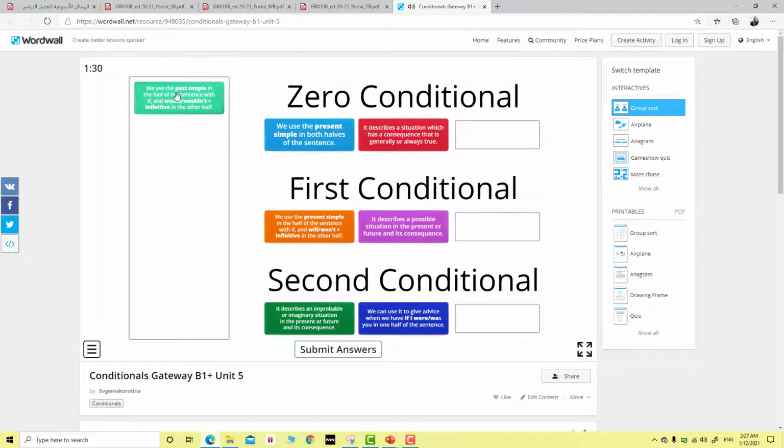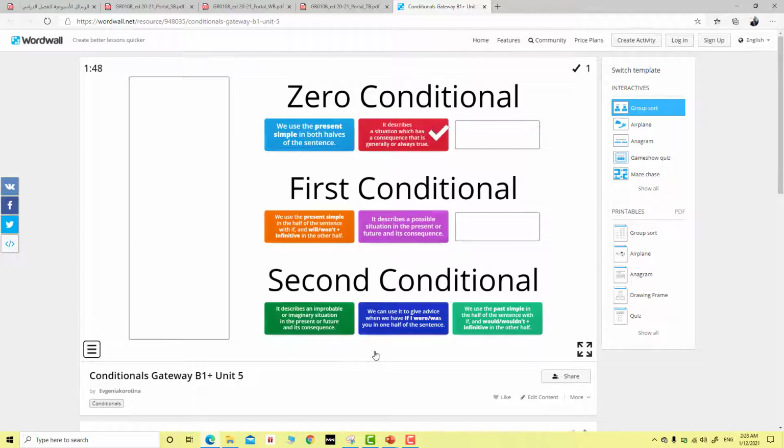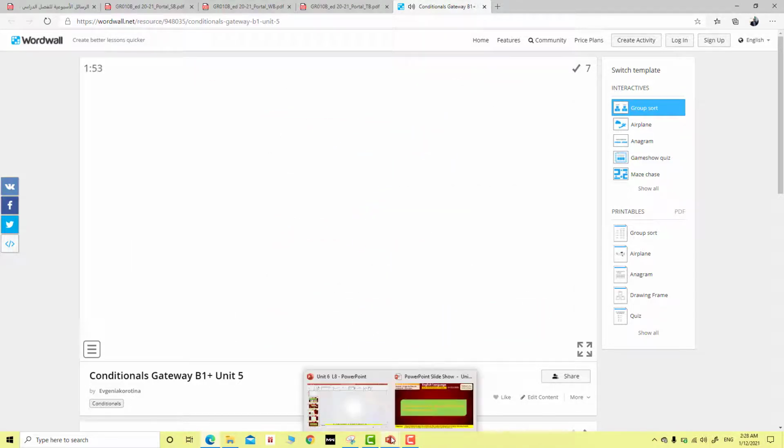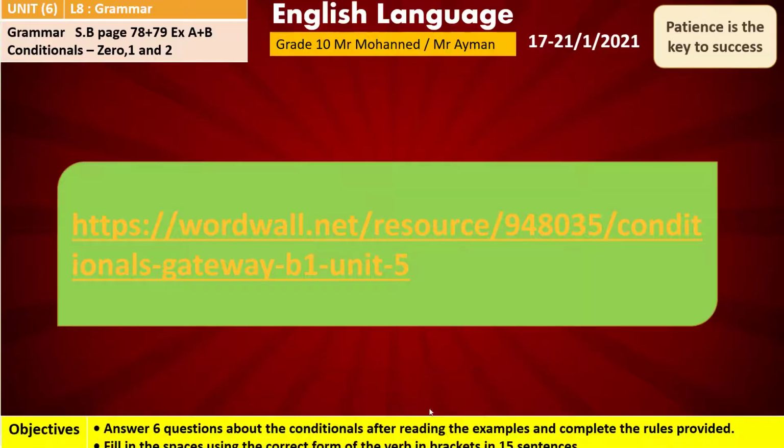And we use the past simple in the half of the sentence with if, and would or wouldn't plus the infinitive in the other half. That is the second conditional, I assume. Let's submit our answers and see. We got them all right. Okay, let's go back to our lesson.